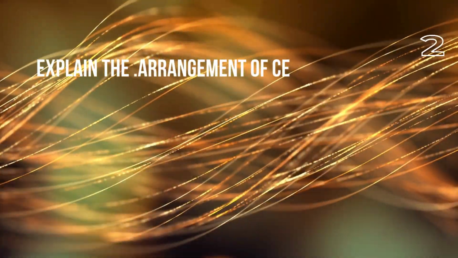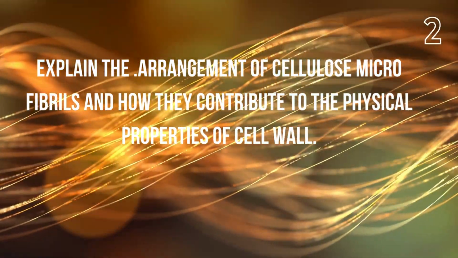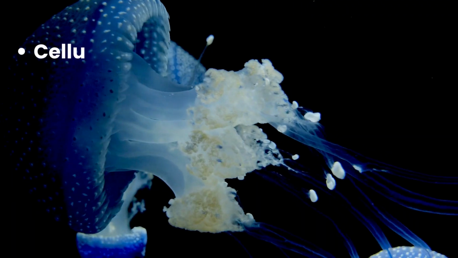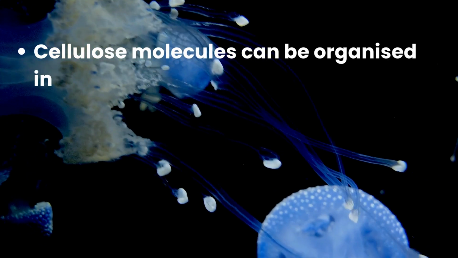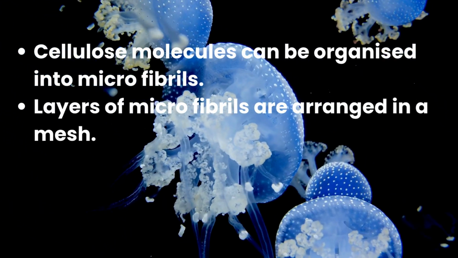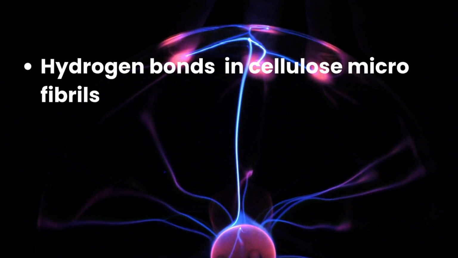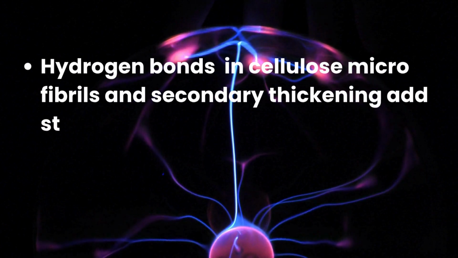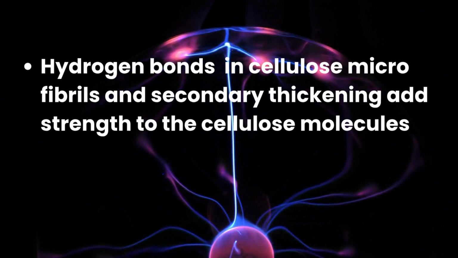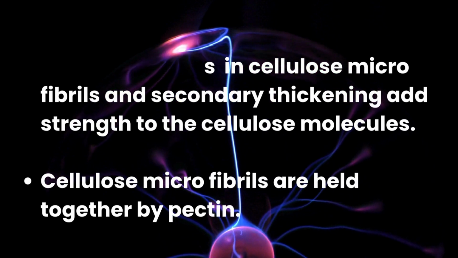Explain the arrangement of cellulose microfibrils and how they contribute to the physical properties of cell wall. Cellulose molecules can be organized into microfibrils. Layers of microfibrils are arranged in a mesh. Hydrogen bonds in cellulose microfibrils and secondary thickening add strength to the cellulose molecules. Cellulose microfibrils are held together by pectin.